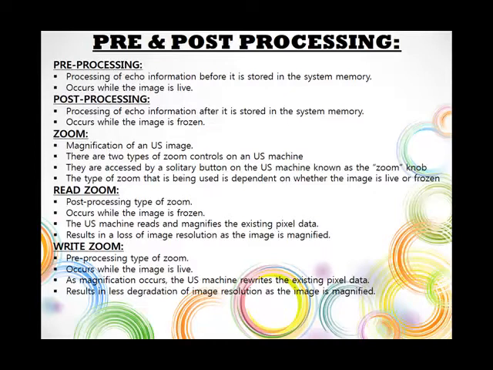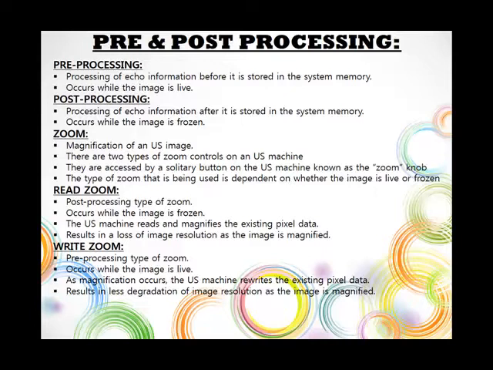Pre and post processing. What happens is the ultrasound machine takes a frame or an image and stores that in the system memory. Anything that we do to change that image with the ultrasound buttons on the machine before that image is stored in the system memory, we call pre-processing. This is when the image is still live before it's put in the system memory.